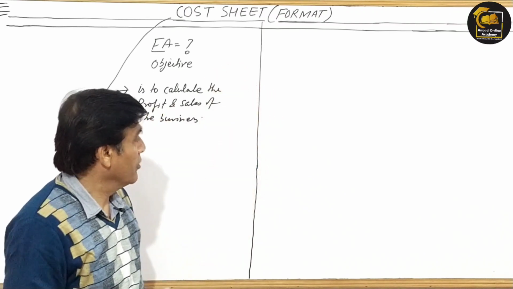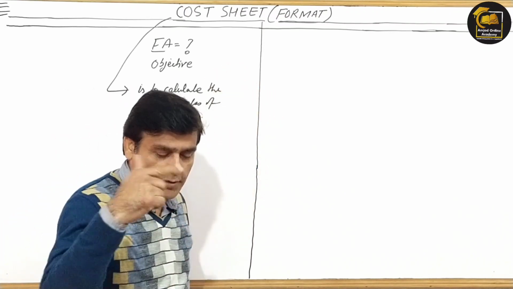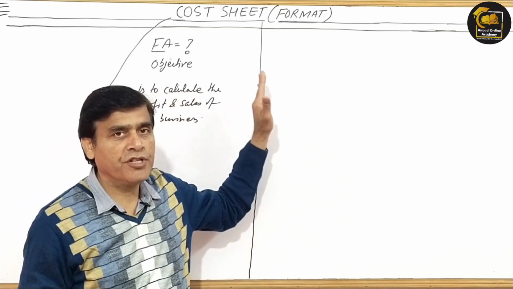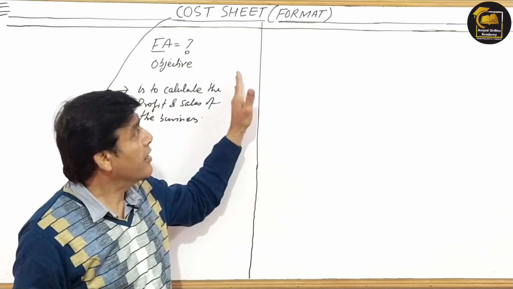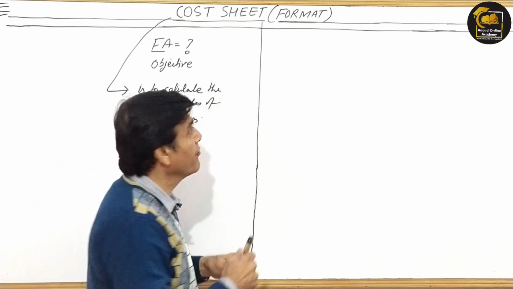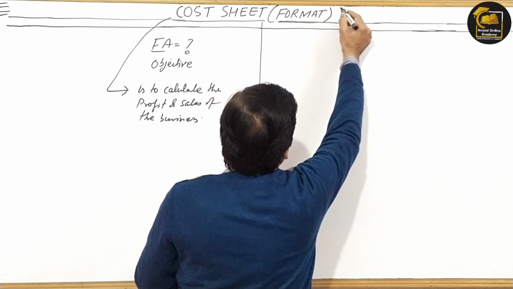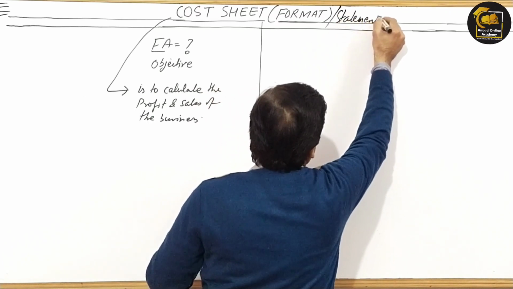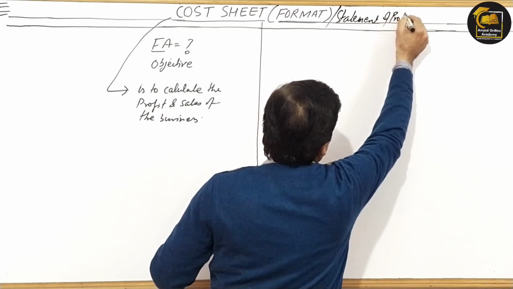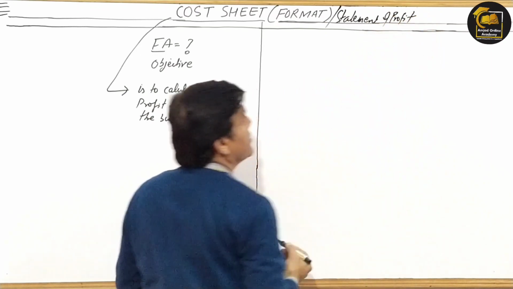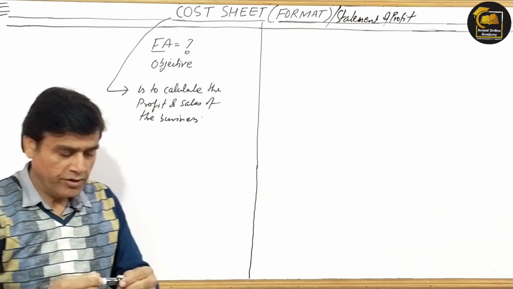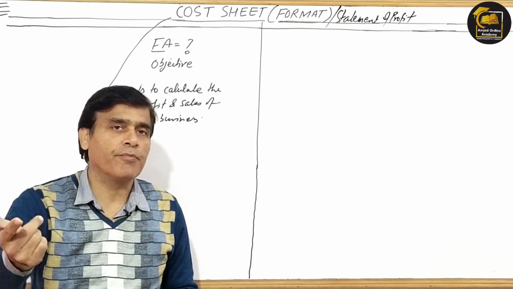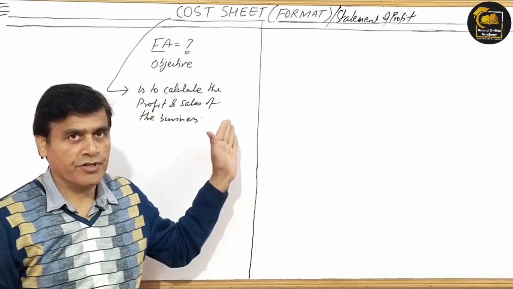Let me start with the format, and let me tell you one other thing. When we calculate the profit with the help of the cost sheet, another name of the cost sheet is the statement of profit. It is also known as the statement of cost and profit.